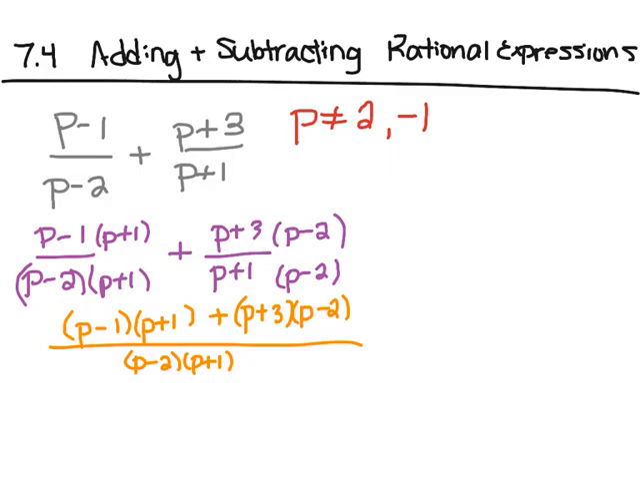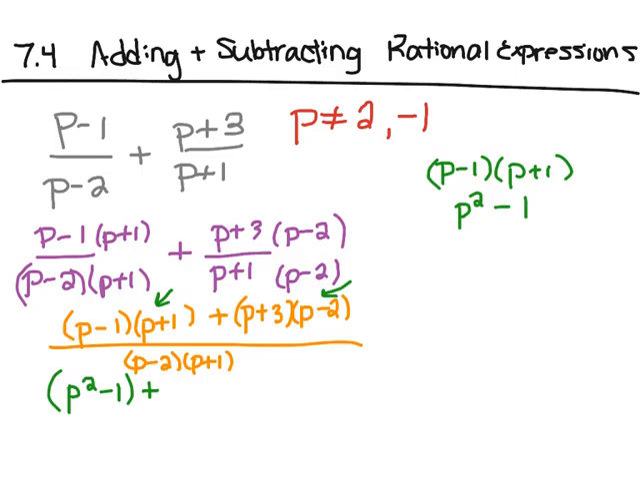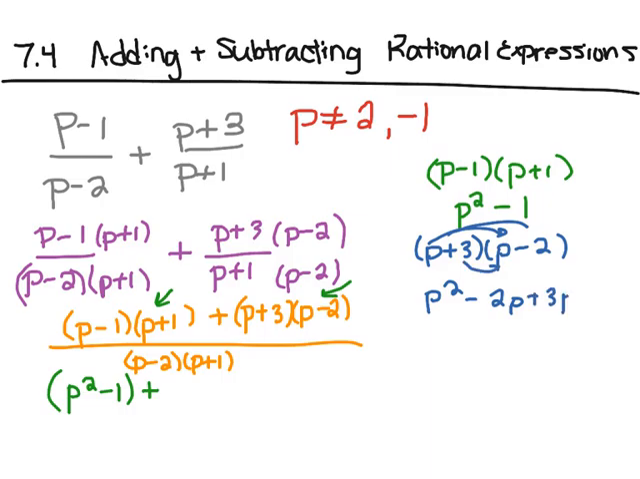From here, to simplify, we have to expand out each of these multiplication sentences. So I'm going to do it on the side. If I have p minus 1 times p plus 1, this is a difference of squares, so we know it'll be p squared minus 1. The next one, we're going to FOIL it out. So we have p squared minus 2p plus 3p minus 6, which would be p squared plus p minus 6.